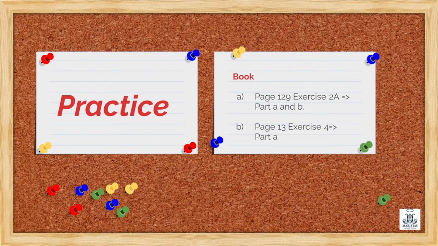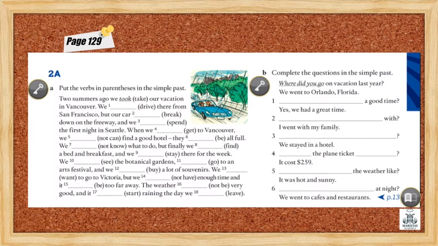Now it's practice time. For practice, you need your book, page 129 and page 13. Pay attention to the instructions. Page 129, Exercise 2A. Part A. Put the verbs in parentheses in the simple past. Example: 2 summers ago, we took our vacation in Vancouver. Took would be the past tense of the verb take, so put the verbs in parentheses in the simple past.